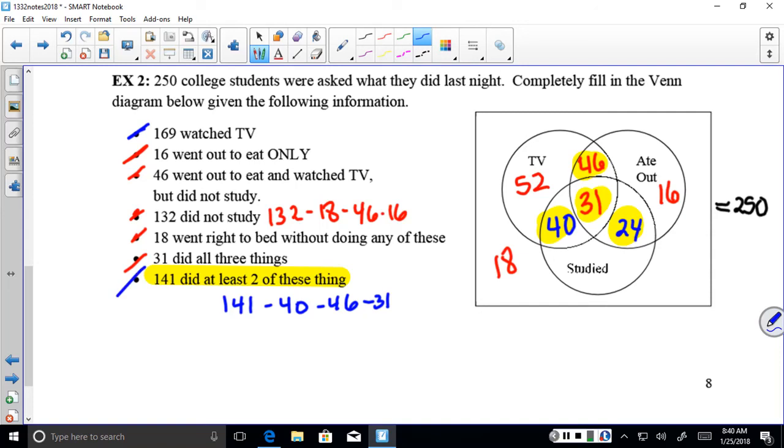So I answered all my bullets, but I have one group of people missing. Who are those people? People who only studied. They did not watch TV or eat out. How do I find out how many there are? 250 minus all the other numbers, basically. And I'll get 23 people who only studied.